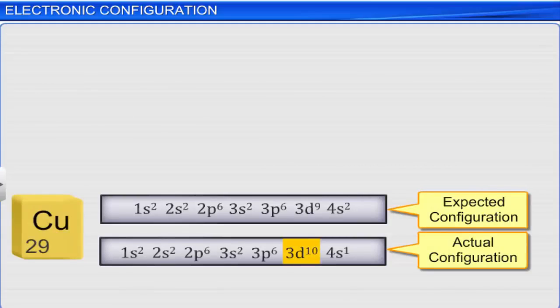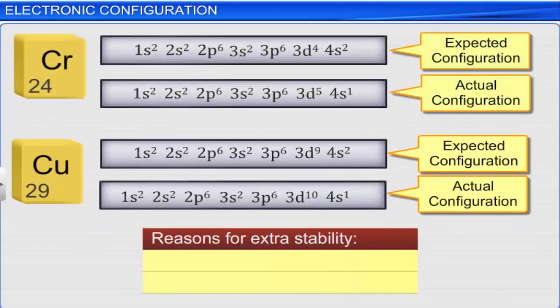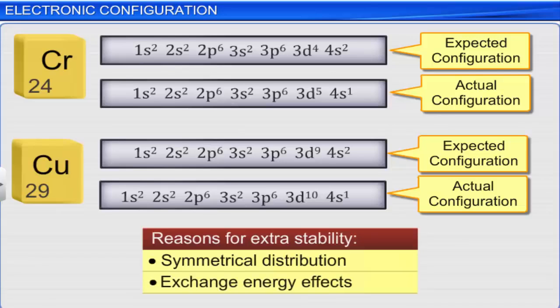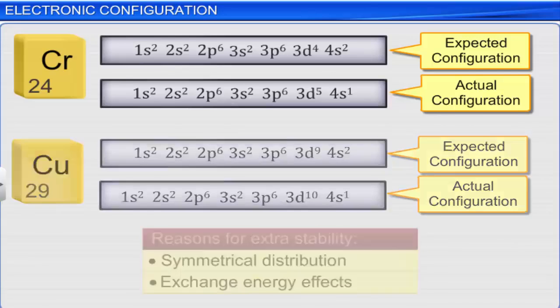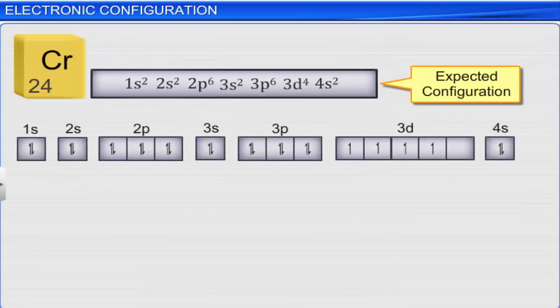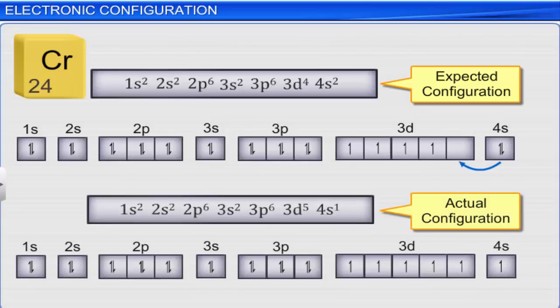The two reasons for the extra stability of half-filled and completely filled subshell configuration are the symmetrical distribution and exchange energy. From the expected electronic configuration of chromium, if one of the 4s electrons shifts to the vacant 3d orbital, the distribution of the electrons will become more symmetrical, and this will impart extra stability.